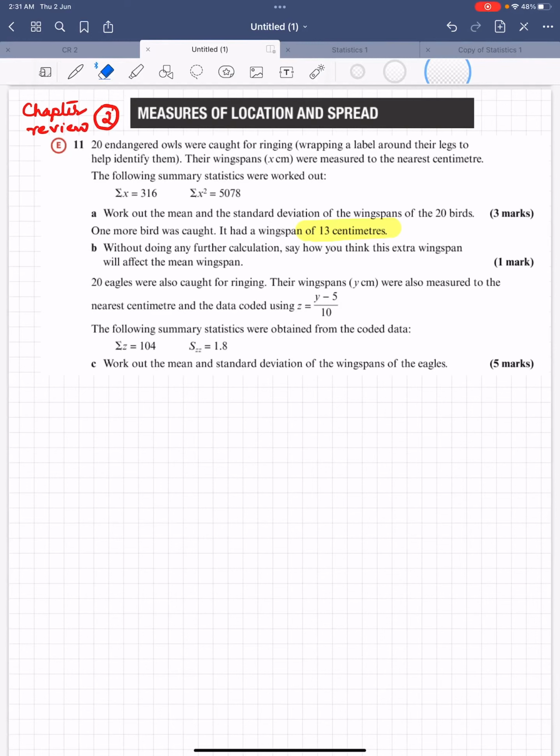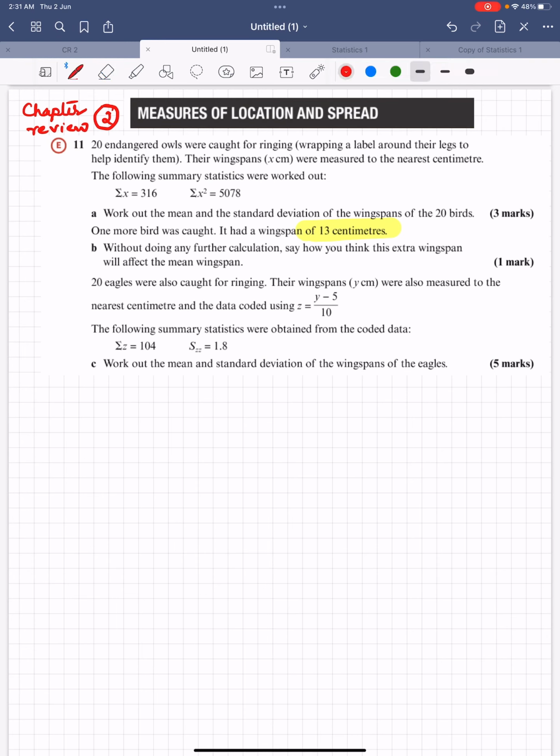Chapter Review 2, question number 11. 20 endangered owls were caught for ringing. Their wingspans x centimeters were measured to the nearest centimeter. The following summary statistics were worked out. Work out the mean and the standard deviation of the wingspans of the 20 birds.